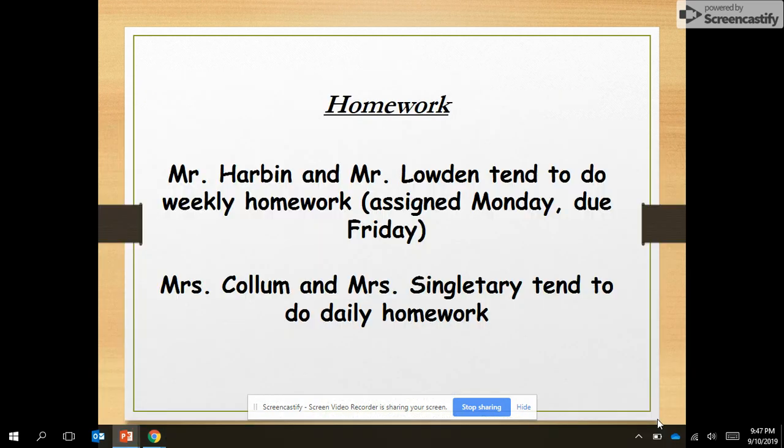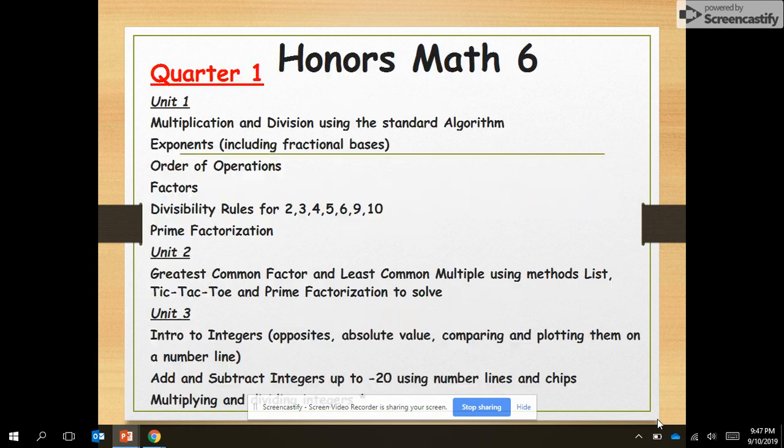So for homework, Mr. Harbin and Mr. Loudon tend to do weekly homework, assigned Monday, due Friday, and Ms. Calm and Ms. Singletary tend to do daily homework. And they normally go over the daily homework either before or after their warm-up each day.